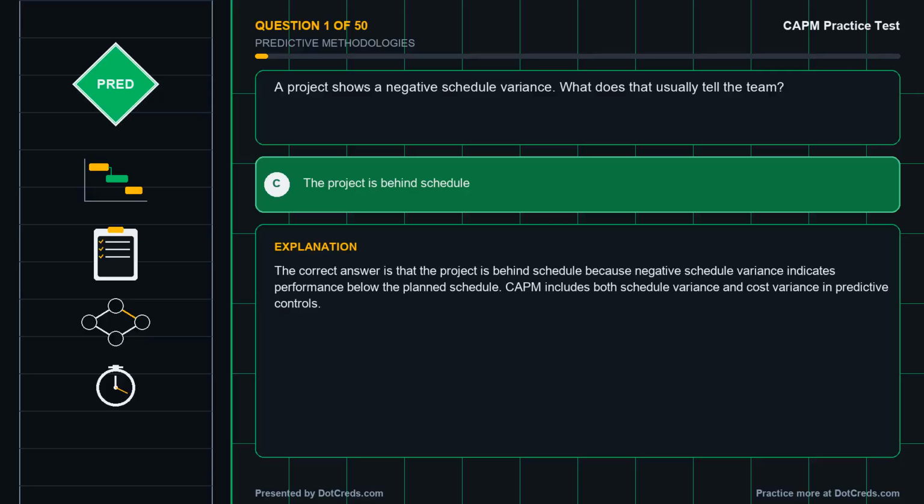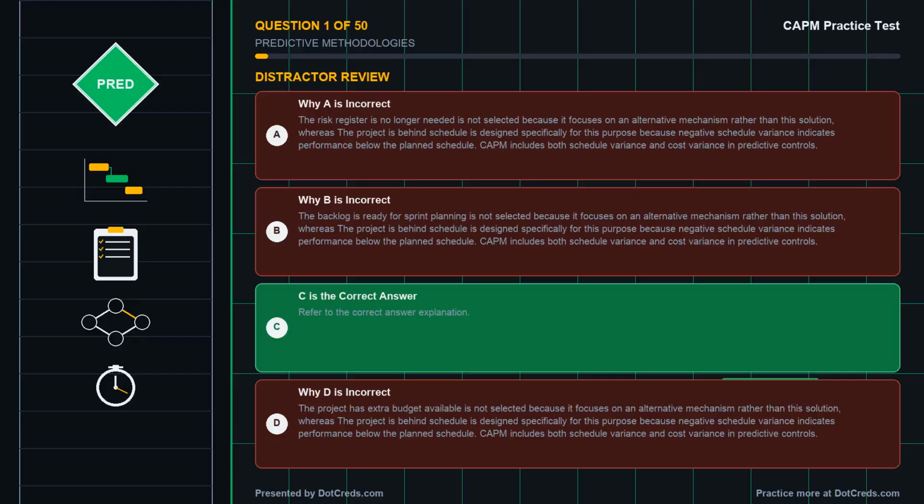Correct answer, C. The project is behind schedule. The correct answer is that the project is behind schedule because negative schedule variance indicates performance below the planned schedule. CPM includes both schedule variance and cost variance in predictive controls. Take a moment to review why the other options are incorrect.